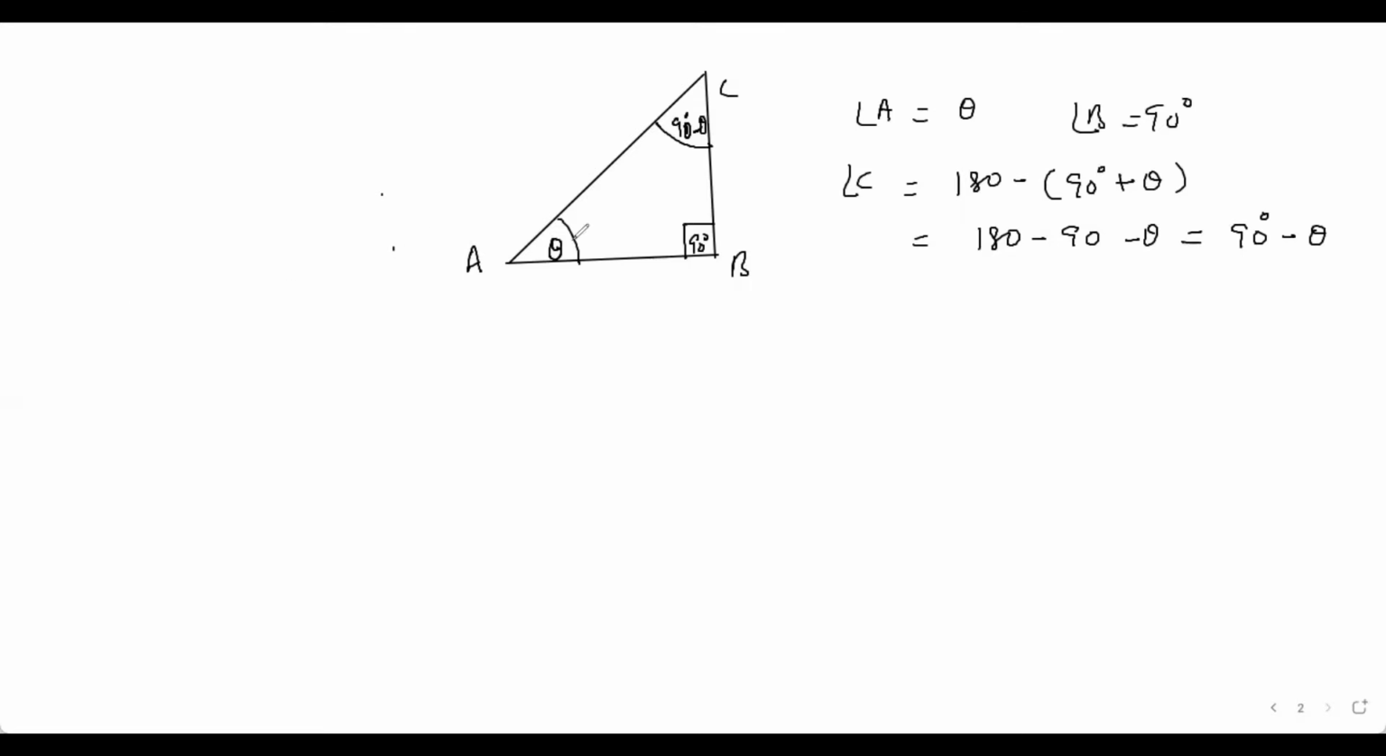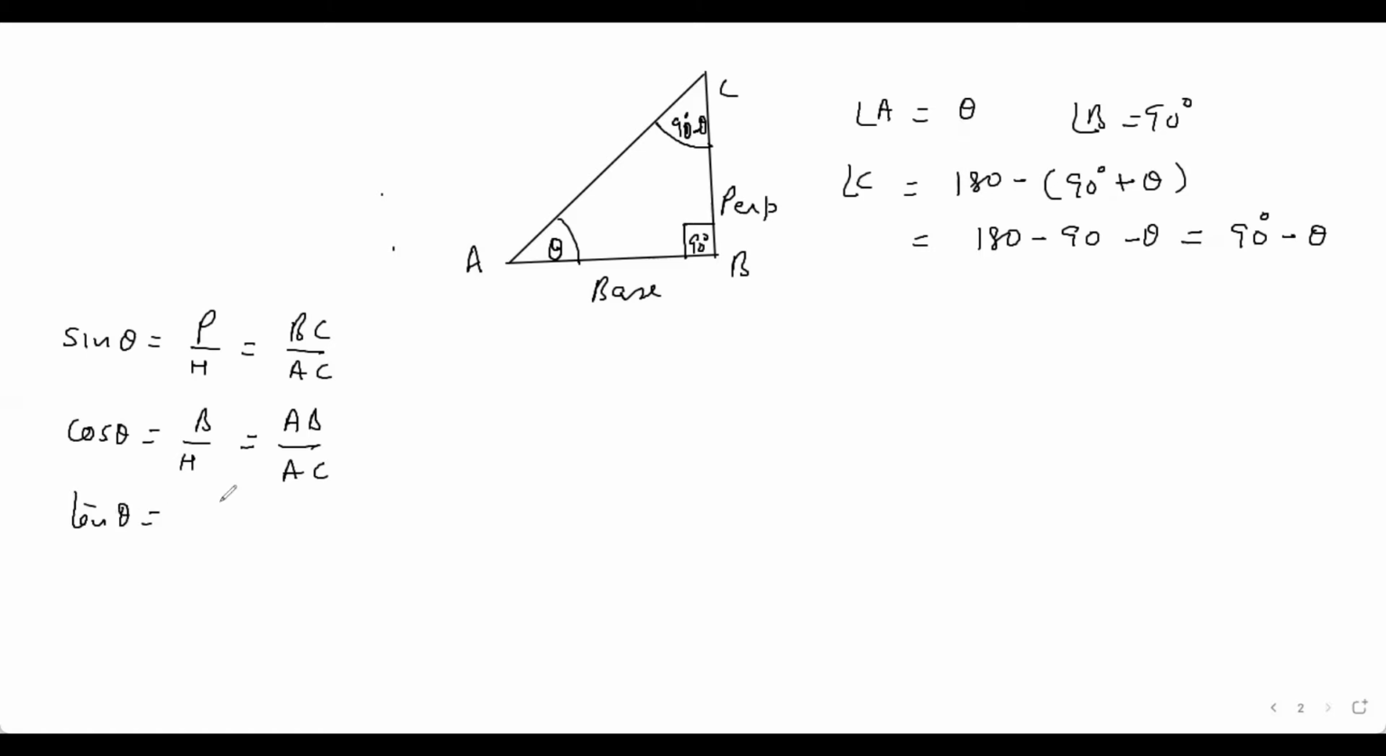Now see, if I take this angle theta, this is the base and this is the perpendicular. So what is sin theta? Perpendicular upon hypotenuse. What is perpendicular? That is BC upon AC. What is cos theta? Base upon hypotenuse. What is base? AB upon AC. What is tan theta? That is perpendicular upon base. What is perpendicular? BC upon AB.